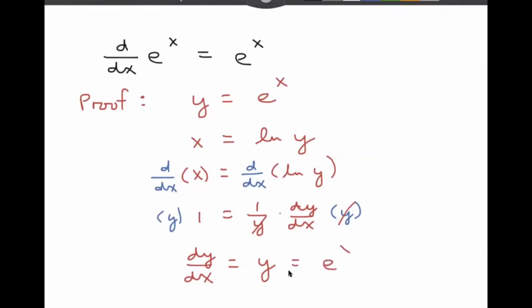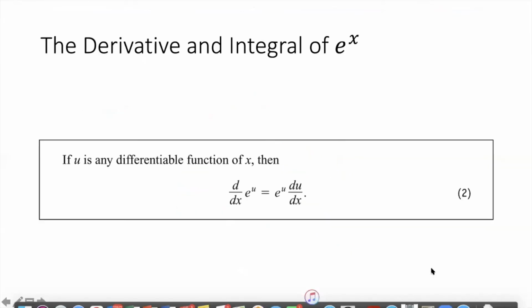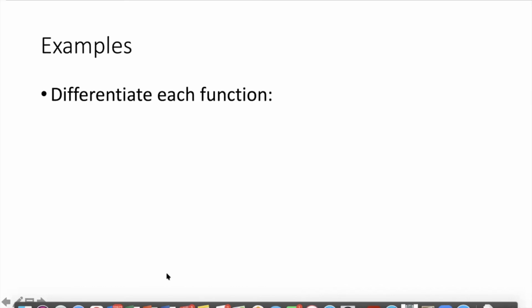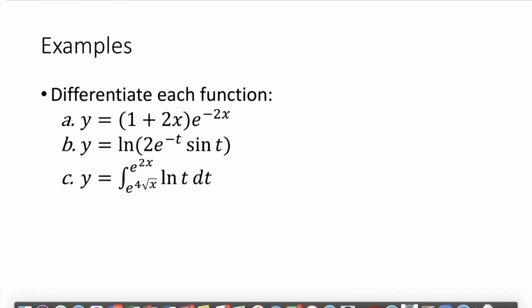Isn't that cool? We started with y equals e to the x, and we found that dy/dx is e to the x. All right. So e to the x is its own derivative. All right, and I think we're going to be using that in the next example, which is right here. We're going to differentiate each of these functions. I think there are 3 of them. Yes, there are. All right, so back to the tablet.